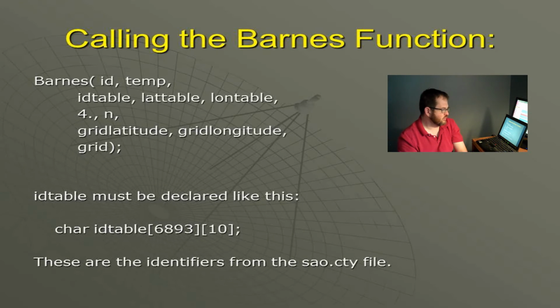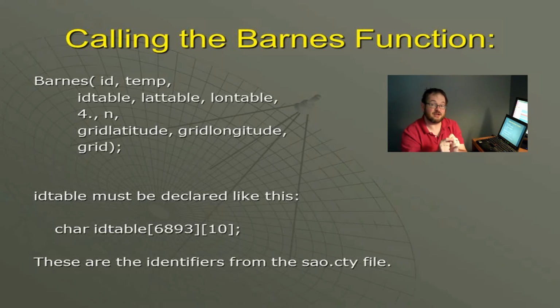Okay, the next three arguments are going to be coming to us from data that we read from the SAO Easy City file. Because they came from the SAO Easy City file, I put the word table as part of their name, because it came from that table that doesn't change. Students can call it whatever they want, I don't really care. So the first of those three arguments is what I called ID table. You can call it whatever you want, but it has to be declared as 6,893 strings, each 10 characters long. Again, because of the way C works with memory, you have to do it the same way. And so these will be the station identifiers that you read in from the SAO City file.